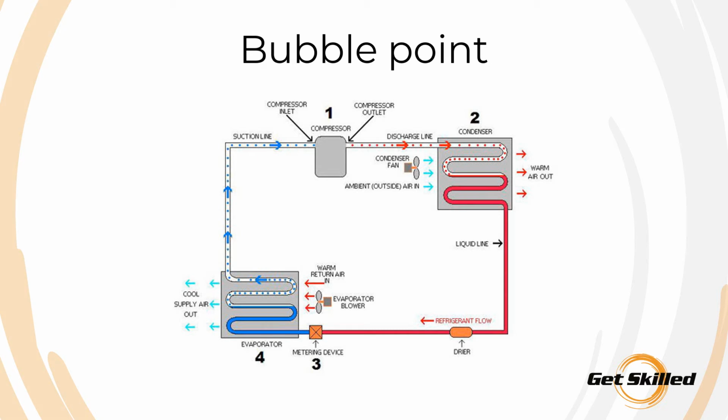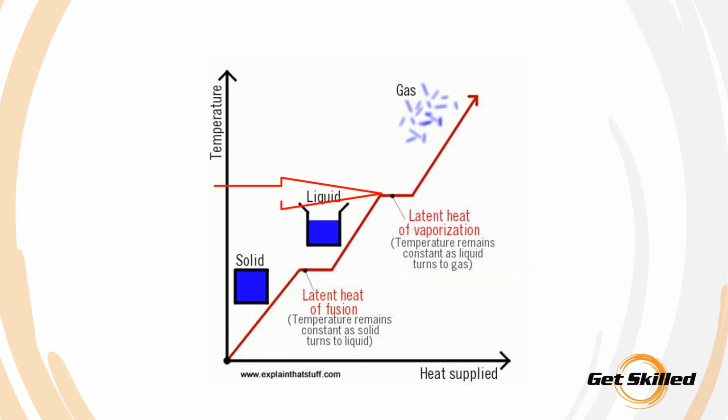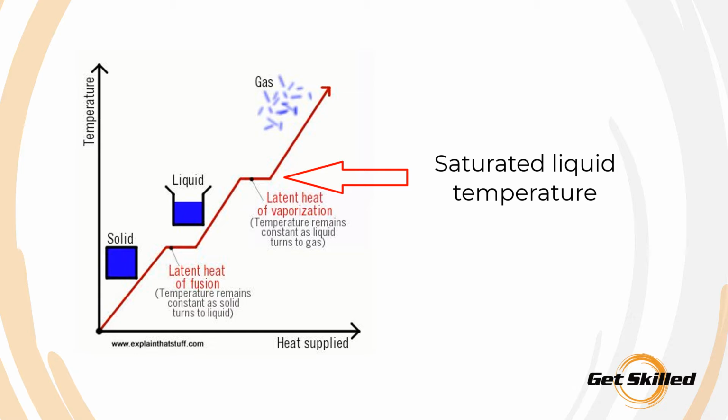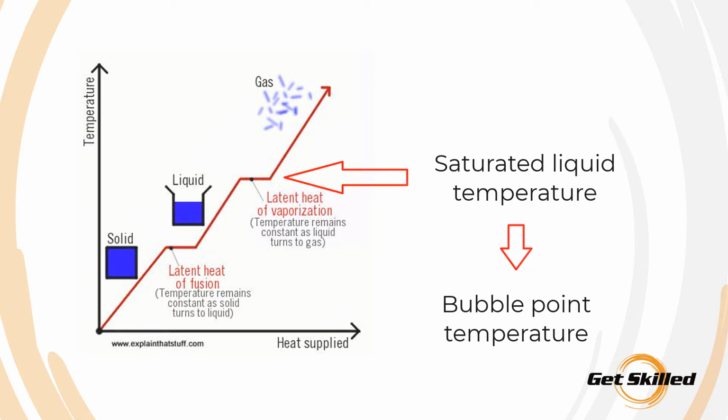Bubble point. During the boiling process for a refrigerant, the temperature at which a liquid refrigerant first begins to boil is known as the saturated liquid temperature. This is also called the bubble point temperature.